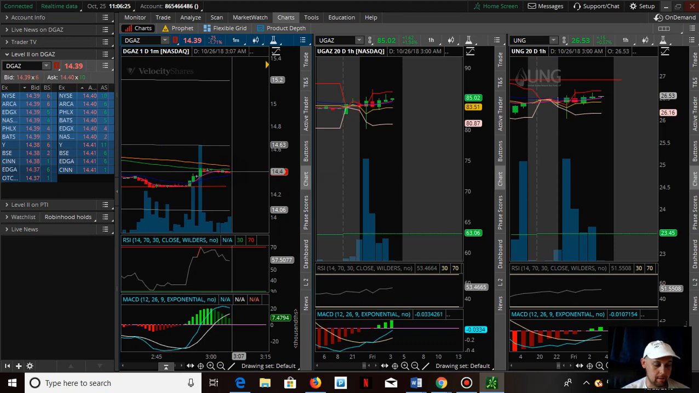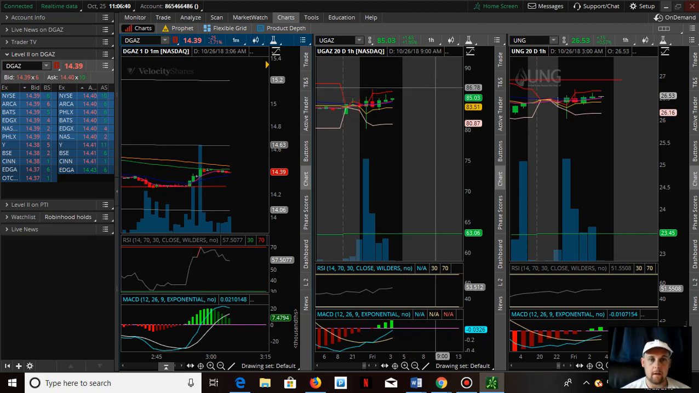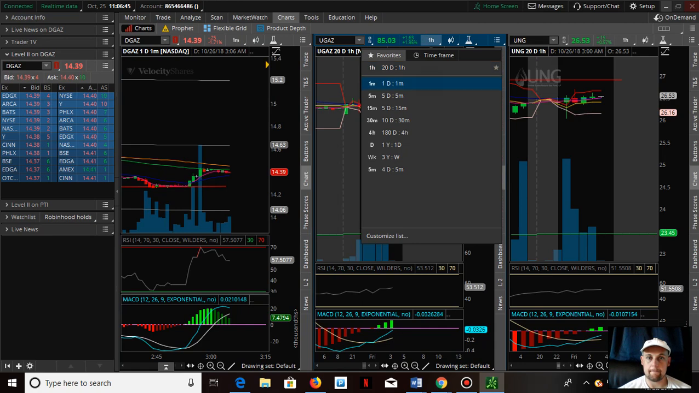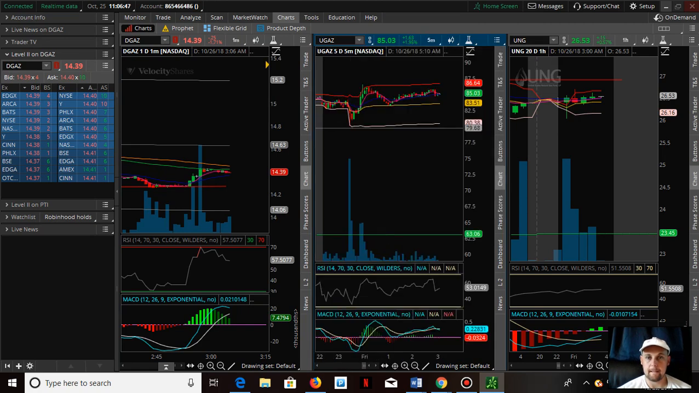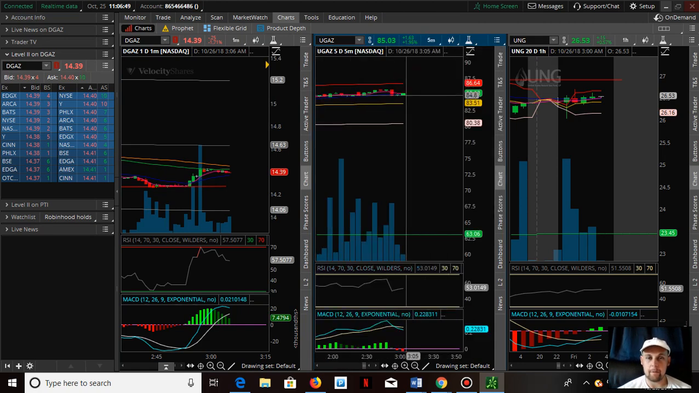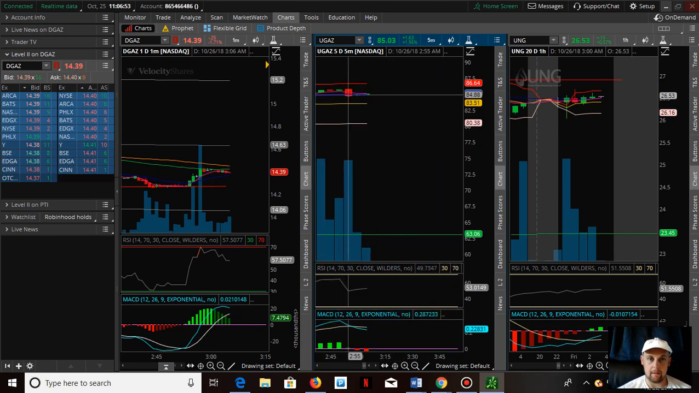We could continue going up, or we could drop off. So UGAZ has now got a green candle coming up there, which means that green candle kind of shows a position where it dropped off, right? We kind of dropped down, and now it looks like it's trying to go back.